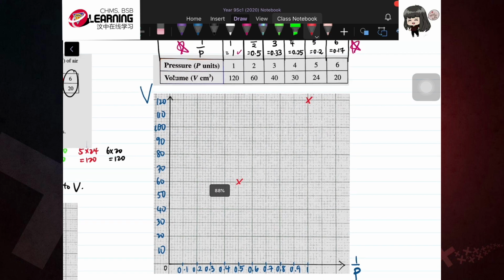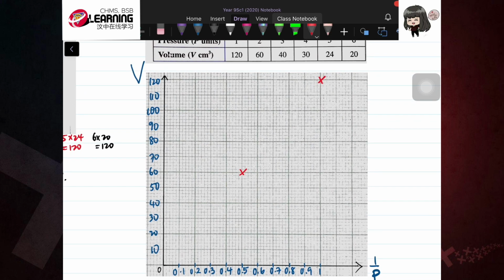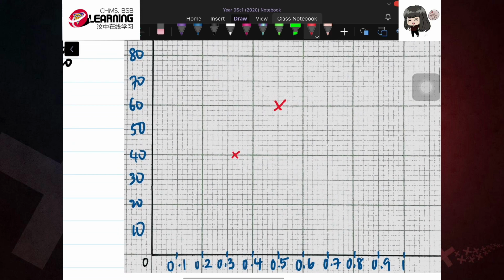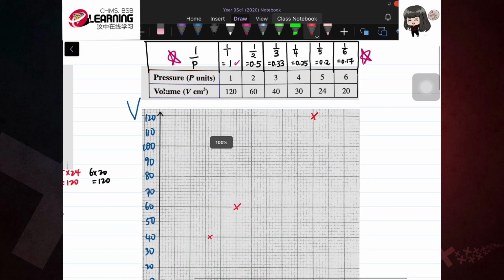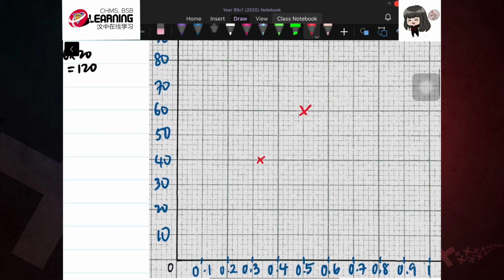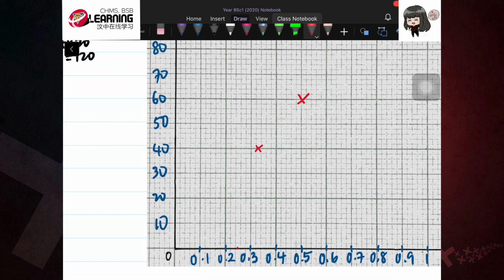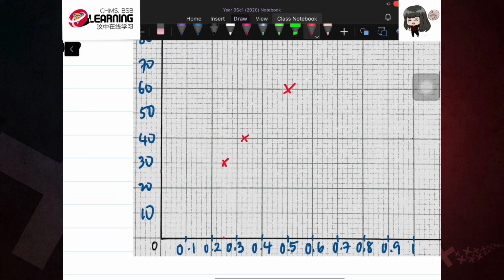And then 0.33 to 40 is here. Because 0.33 is in between 0.32 and 0.34. Next is 0.25, 30. 0.25 is here and 30. Okay, and then 0.2, 24. And then 0.17, 20.